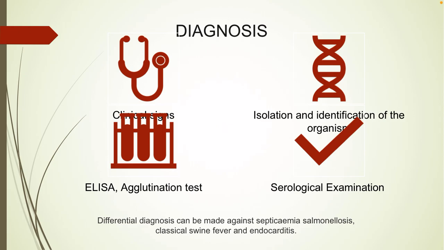Differential diagnosis can be made against septicemic salmonellosis, classical swine fever, and endocarditis.